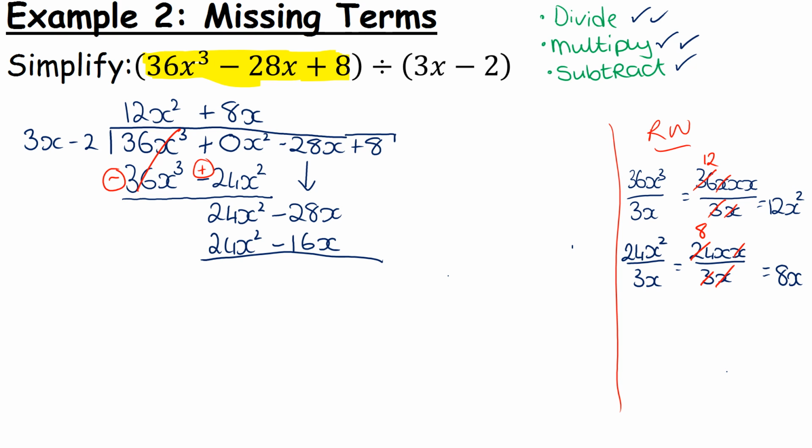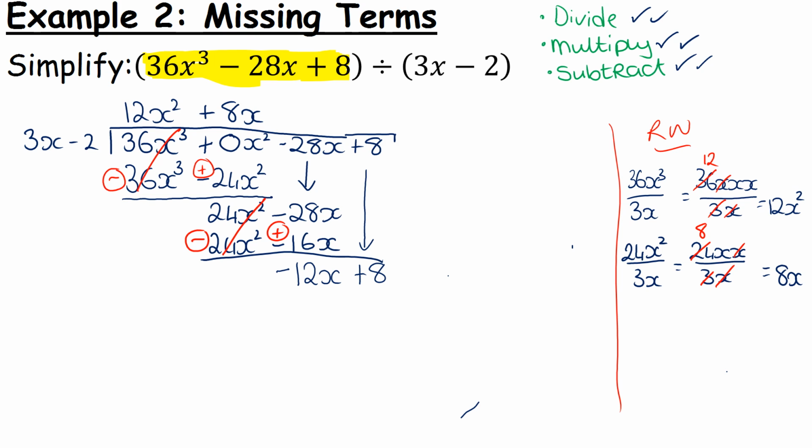So let's go along to my subtract. So this becomes a minus and here becomes a plus. My 24x squareds cancel. And I'm left with 28x plus 16. So I get a minus 12x and a plus 8 here. So I've done my subtract.